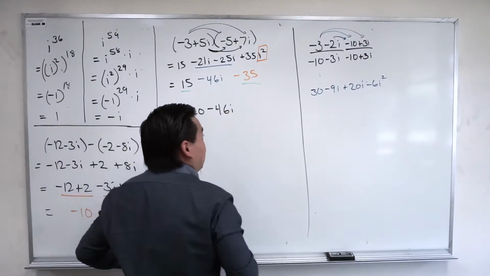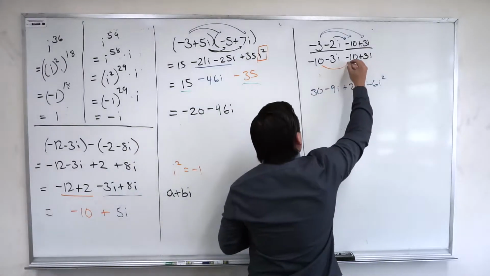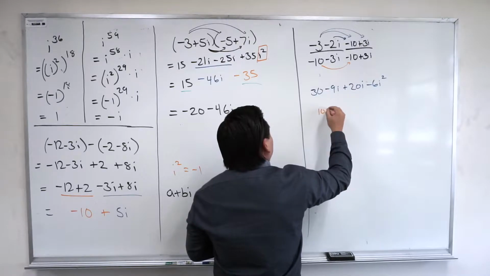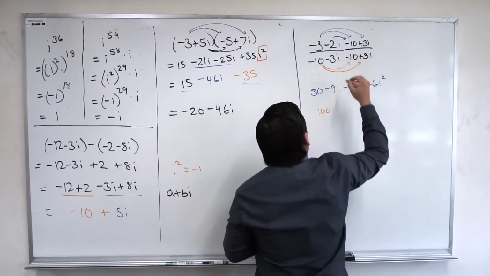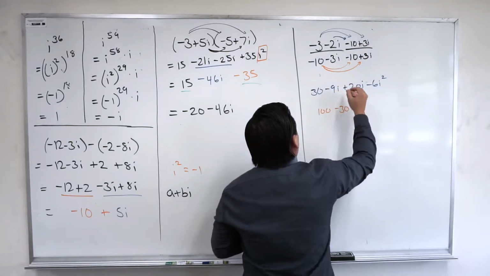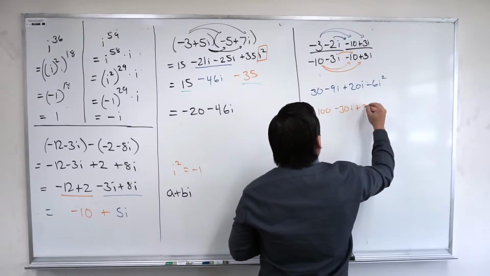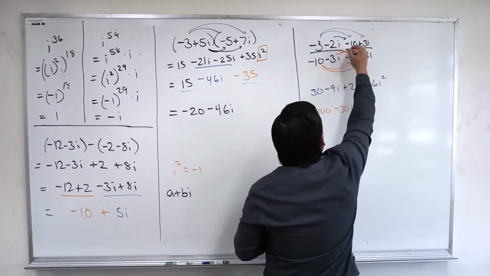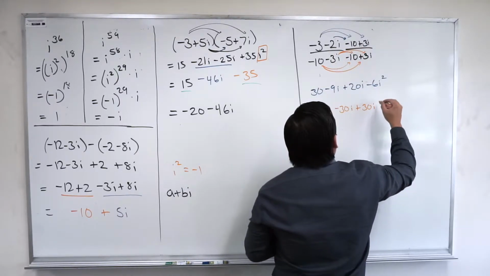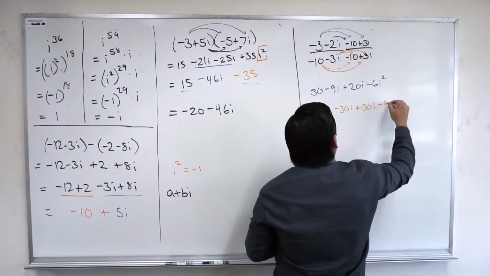The denominator is going to give you 100 minus 30i. Then the next one over here is going to give you plus 30i. And then the last one is going to give you minus 9i squared.